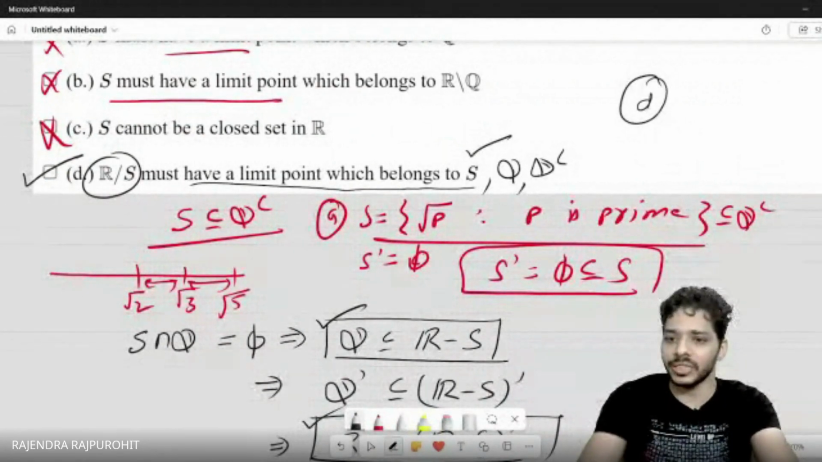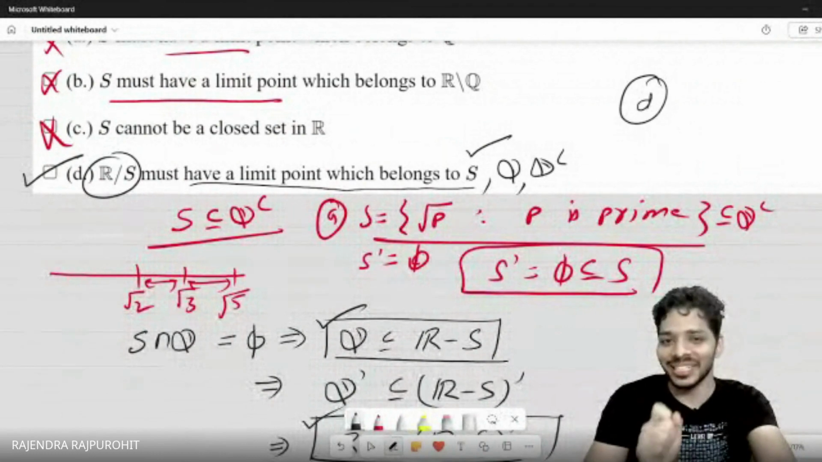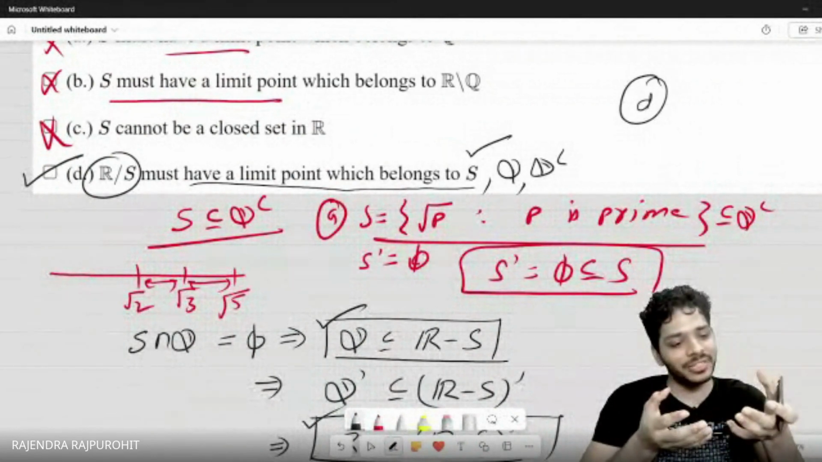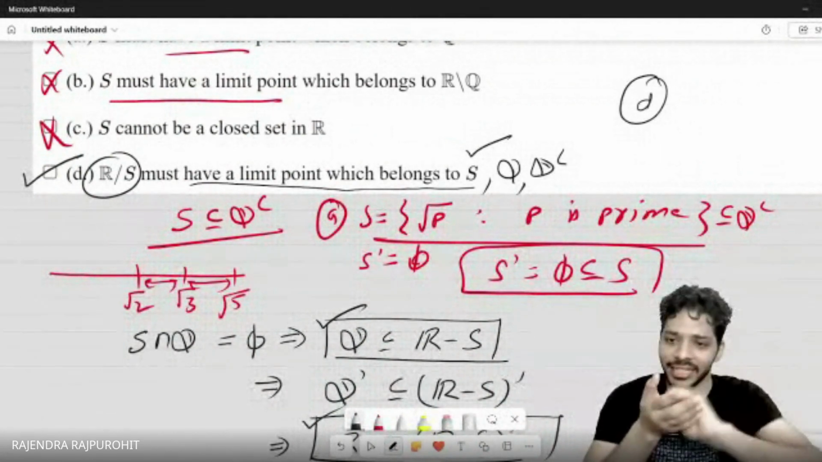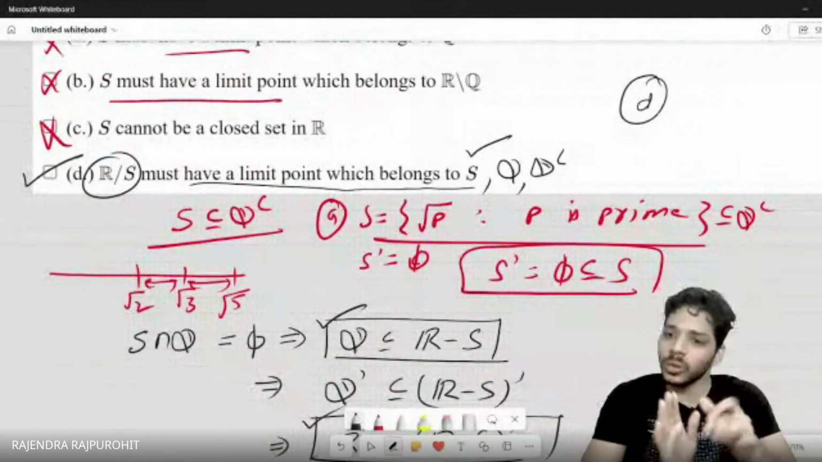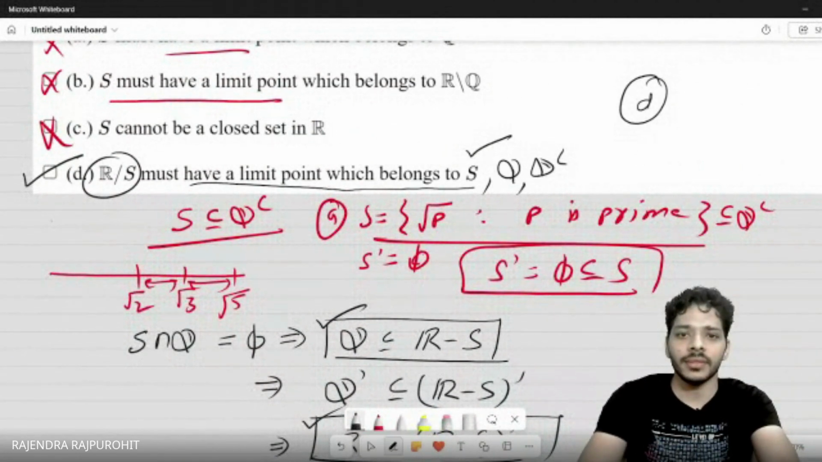Anyone, any issue with that? A, B, C are all gone. Only D is left. Why so? Because it is dense. You are taking a subset of numbers none of which is rational, and if you take it out from the reals, then your rationals are still there, and those alone are dense in R. All right, I hope it is clear for everyone. Anyone has any issue with that?